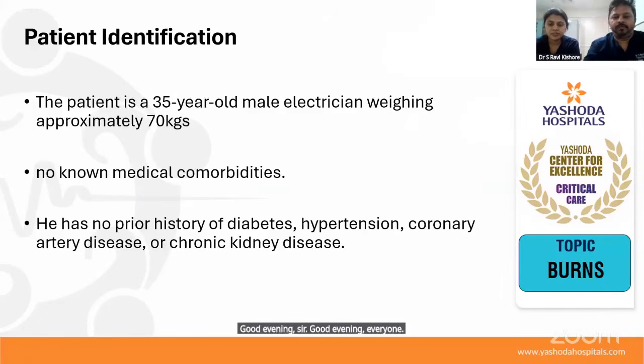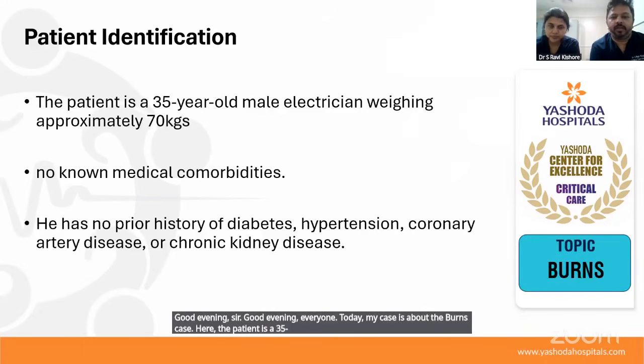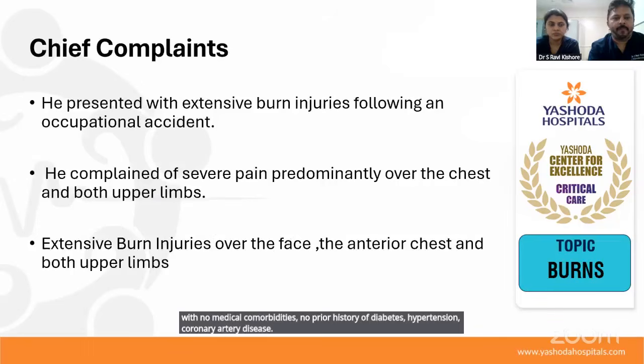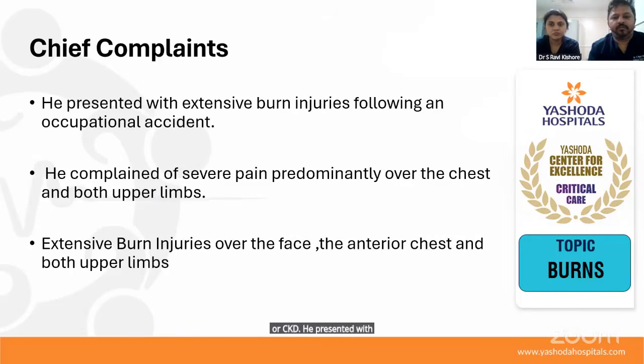Today my case is about a burns case. Here, the patient is a 35-year-old male electrician by profession with no medical comorbidities, no prior history of diabetes, hypertension, coronary artery disease, or CKD. He presented with extensive burn injuries following an occupational accident. He complained of severe pain, predominantly over the chest and both upper limbs, with extensive burn injuries over the face, anterior chest and both upper limbs.